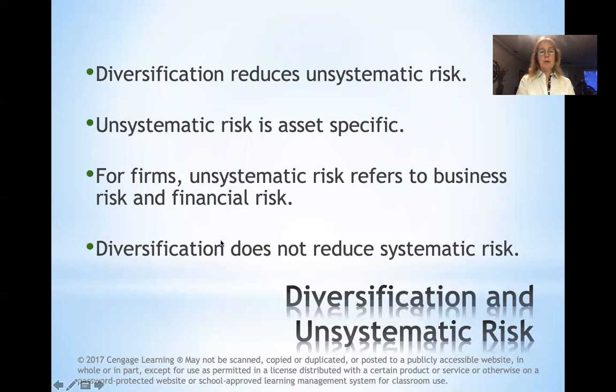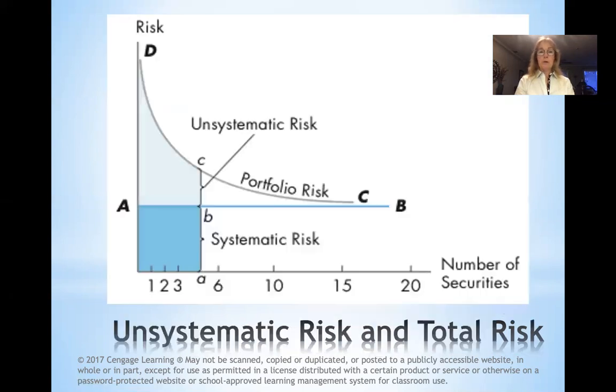Okay, so just to repeat, diversification will not reduce your systematic risk. It can only reduce your unsystematic risk. Now, this is a chart showing the risk of owning one security. So if you invest in one security, this is your risk. You've got all this unsystematic risk or diversifiable risk, and you've got the systematic risk.